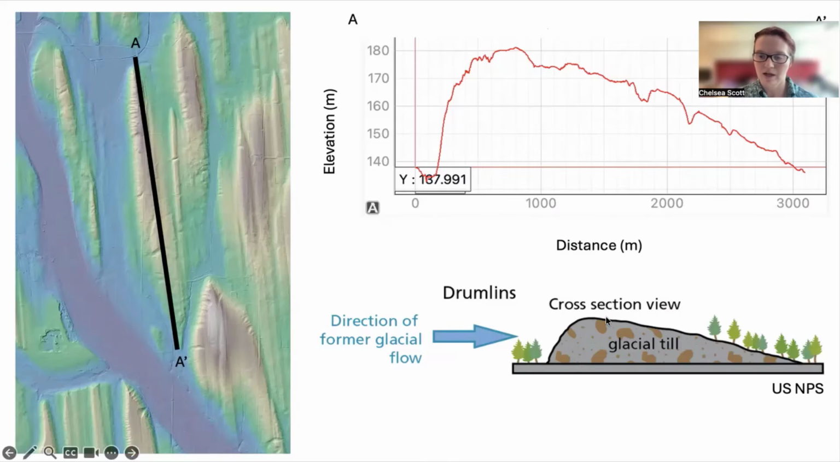So here is a cartoon from the U.S. National Park Service looking in cross-section view, and it shows that the glaciers that formed this drumlin are going to move from the steeper side to the less steep side. So we know here that the glacier moved from the north to the south based on the shape of the drumlin.